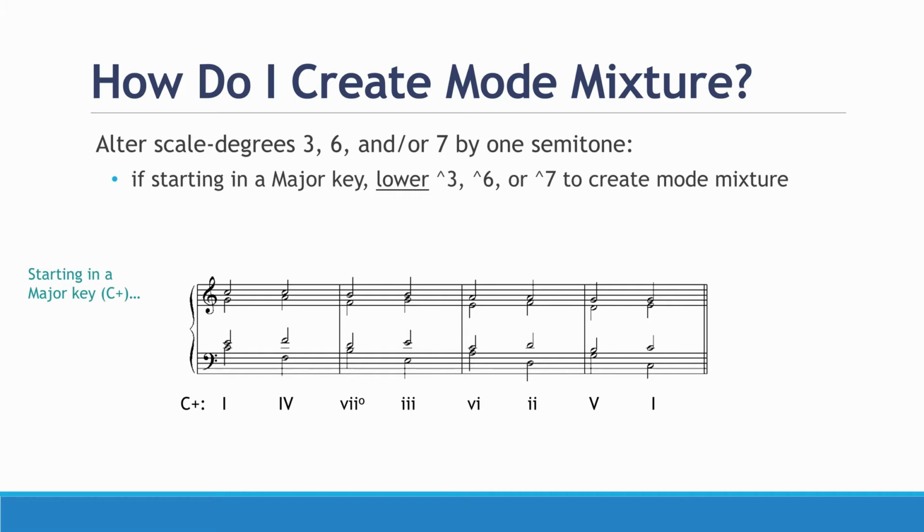So in a major key, we're going to lower scale degrees 3, 6, and 7. And the effect of that is that it's going to create something that resembles the parallel minor scale. When we're mode mixturing, it's completely our choice as composers where we choose to do it. There's going to be different effects depending on what scale degree that you're situated on, or depending on the harmonic function that you're working with.